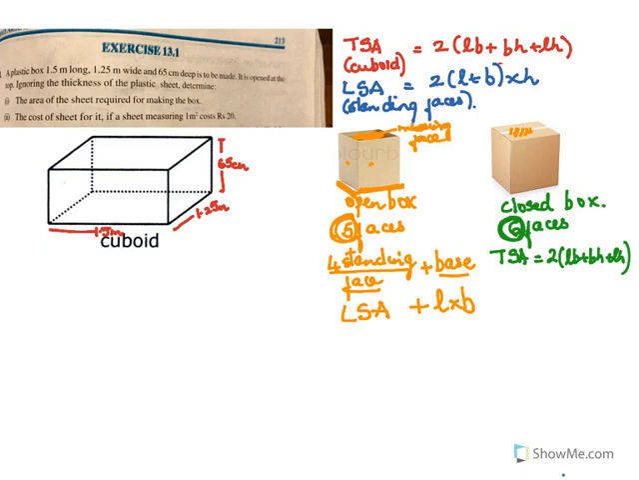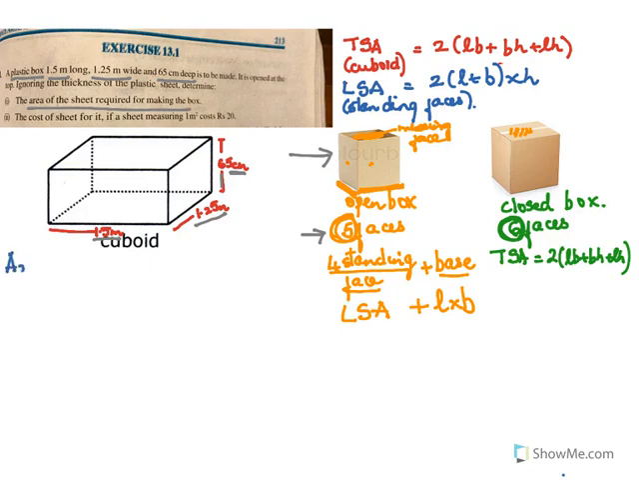Now let's read the sum. The sum says this: we have a plastic box, length is 1.5 meters, so I put here 1.5 meters, breadth is 1.25 meters, the depth is 65 centimeters, so this is the height, 65, remember it is in centimeters, we need to convert it into meters. It is open at the top, so it is like this case, it will have only 5 faces, and ignoring the thickness of the plastic sheet, determine the area of the sheet required.